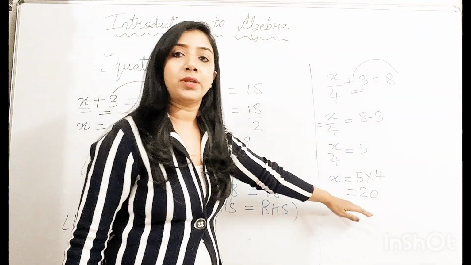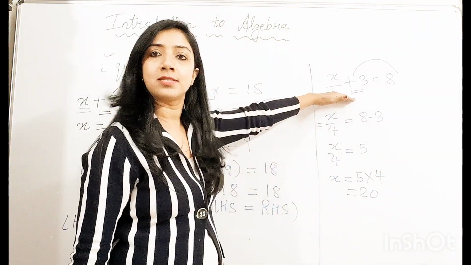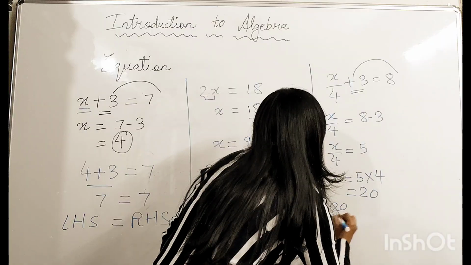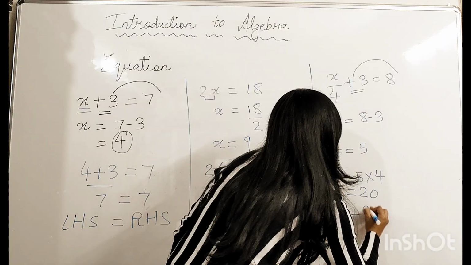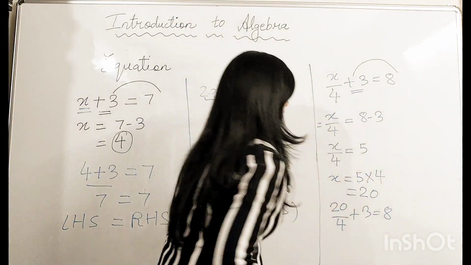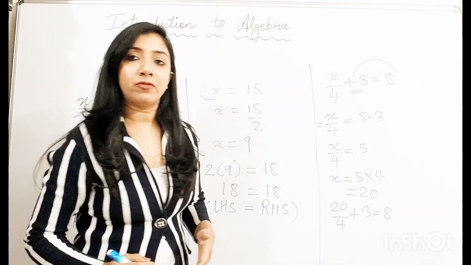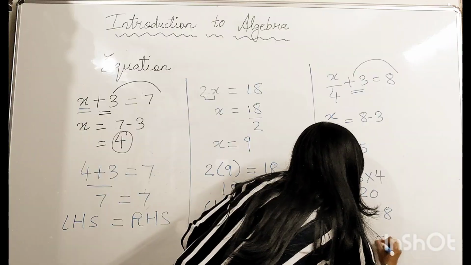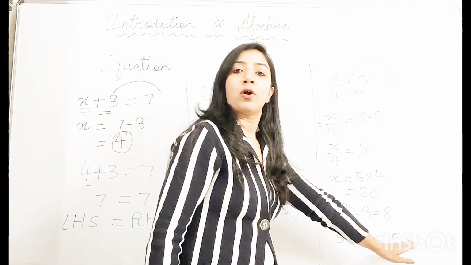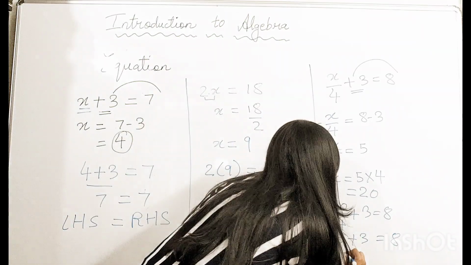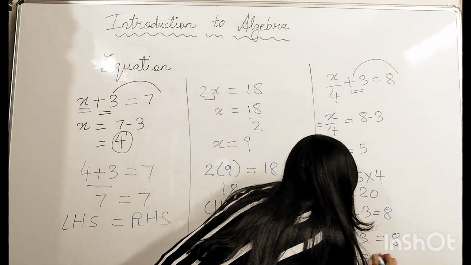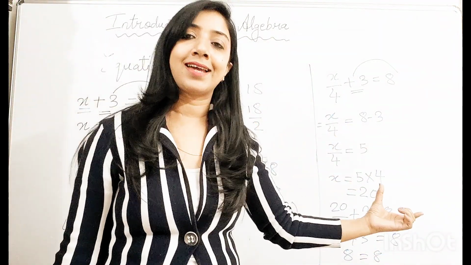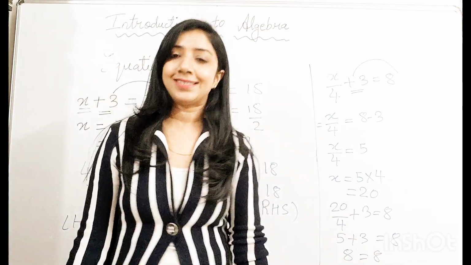Now what we need to do is put the value of x in this equation. Fine. So what is the value of x? 20. 20 upon 4 plus 3 is equals to 8. What is 20 divided by 4, children? 5. We all know. 5 plus 3 is equals to 8. Now in the right hand side we already had 8. Now the left hand side will also become 8. So 8 is equivalent to 8. That means we can say the left hand side is equivalent to the right hand side.